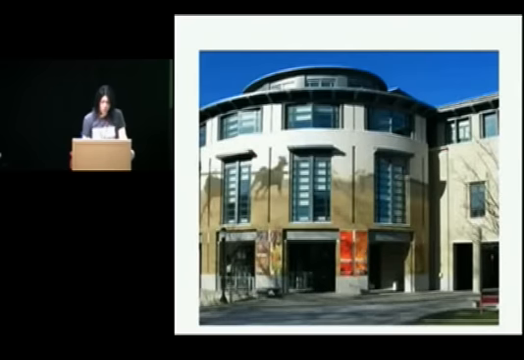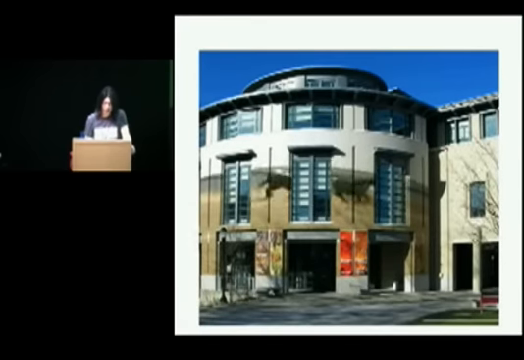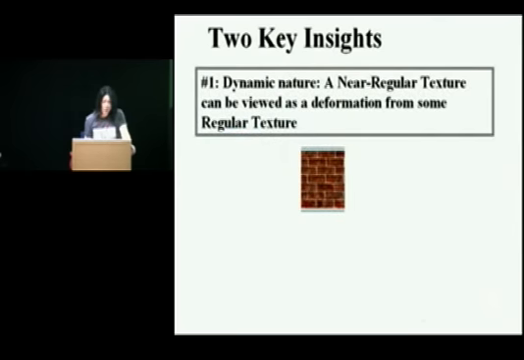Okay, I just can't resist showing this. You really can put anything on it after you understand whatever the deformation is of the original texture. So what are we really seeing here? There are two things that lead to this kind of algorithm.